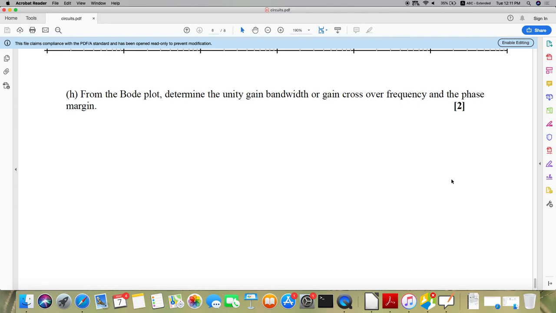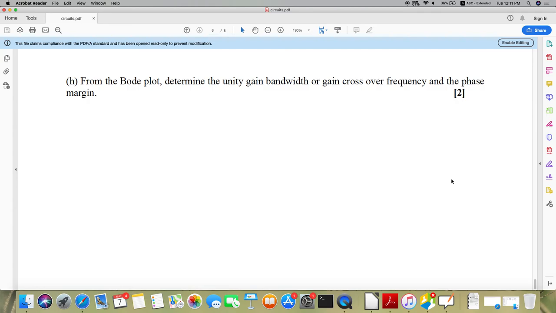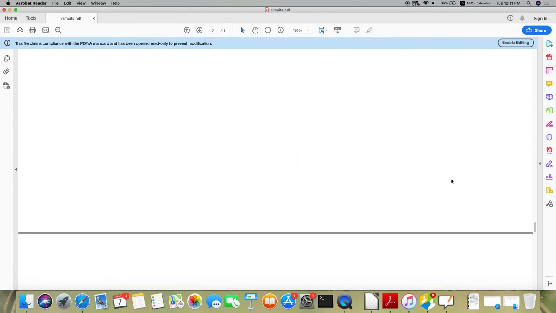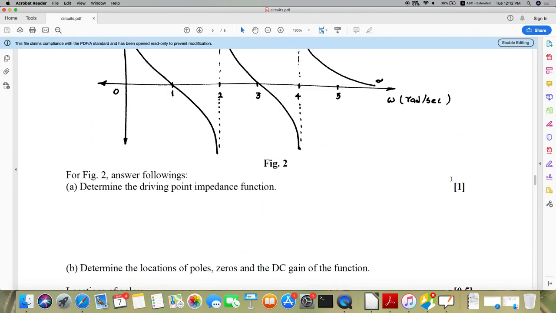What do you think? How was the question? Doable? Standard. Standard means standard of mine or a standard network theory question? Okay.